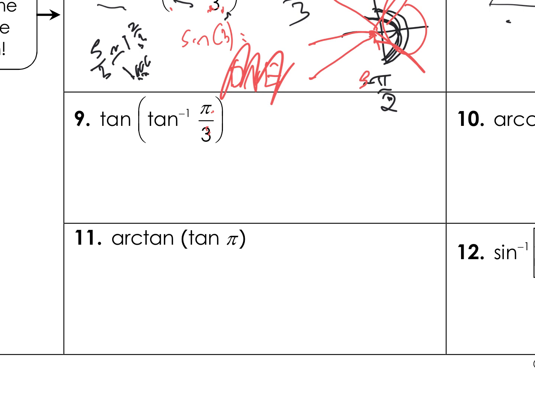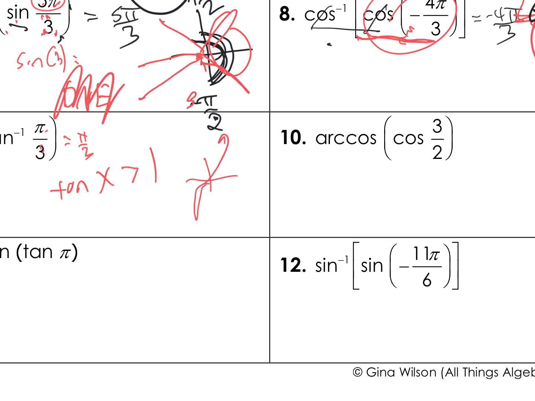Can you take the tangent? See, can the tangent of something be greater than 1? Oh, yes, the tangent can be greater than 1. Because tangent has an asymptote, remember? Goes up forever. Sure, you can find the angle. So this answer will be pi over 3 with no reservations. Moving on to 10.